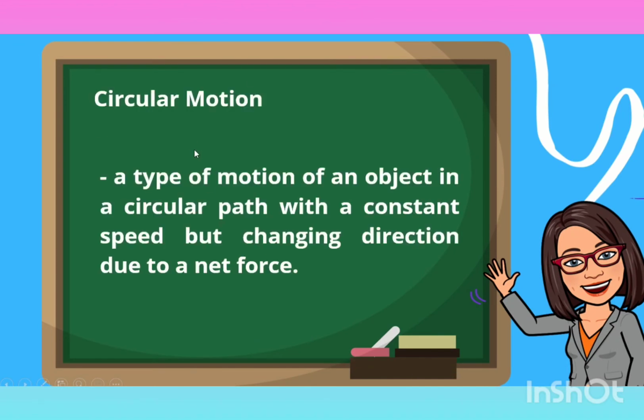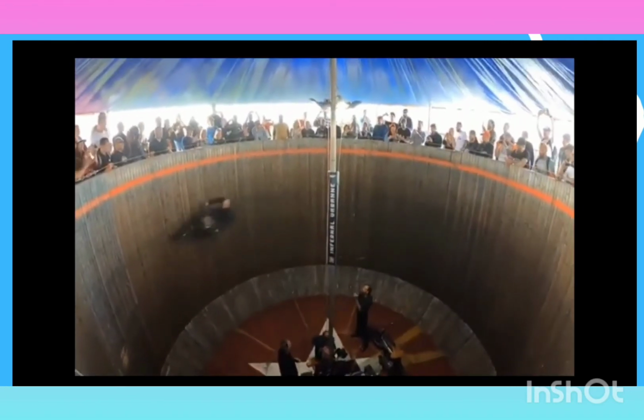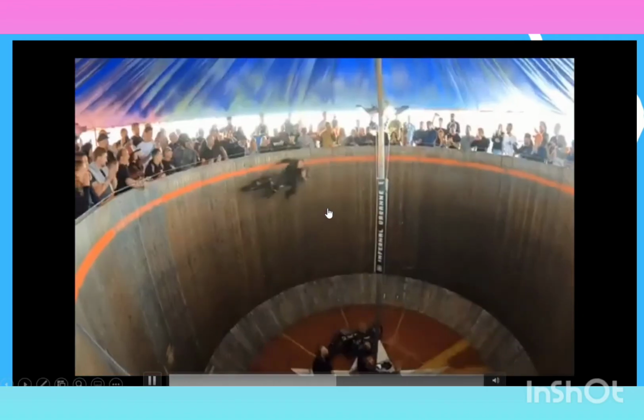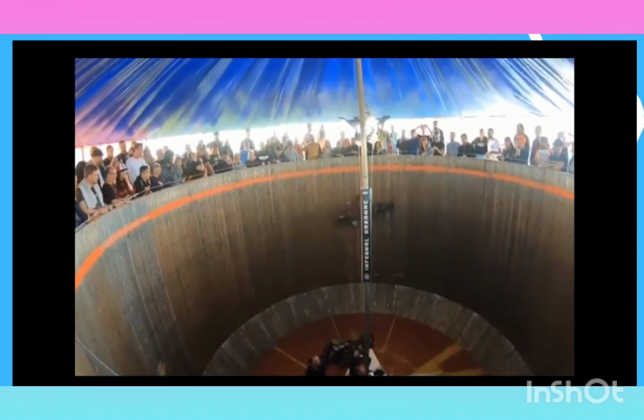That can be explained by circular motion. What is circular motion? A type of motion of an object in a circular path with a constant speed but changing direction due to a net force. Let us watch this. Stunt is the wall of death. So, only professionals can do that. So, yung mga professionals lang yung nakakagawa niya.